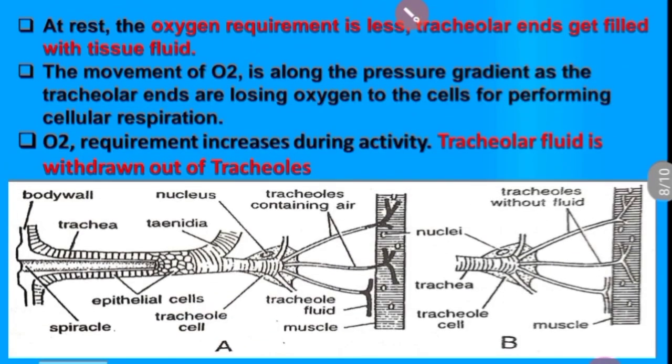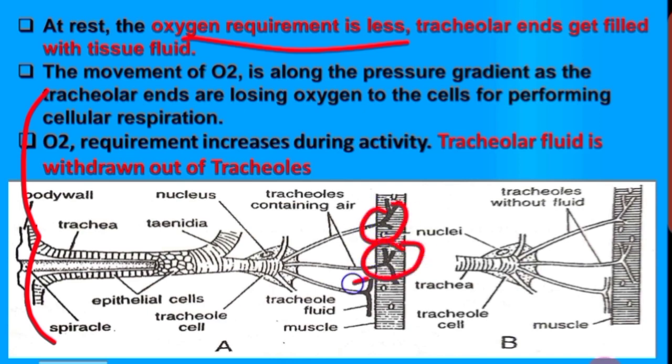At rest condition, imagine this is a cockroach body. During the time of rest, the oxygen requirement is very less. The tracheal ends get filled with the tissue fluid when the cockroach is at rest. The movement of oxygen along the pressure gradient at the tracheal end takes place. So, the oxygen loss takes place at the tracheal end and then it performs cellular respiration.